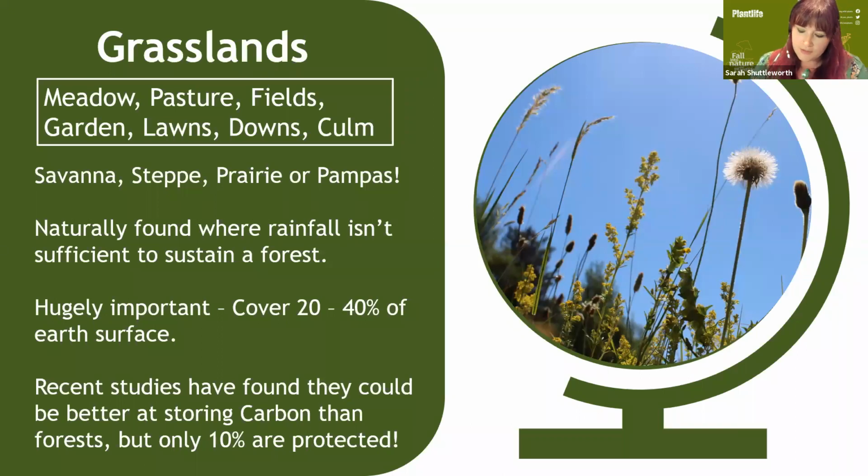So in particular, for example, if we think about one particular habitat type that usually has all three of these groups, grasslands, they can be really, really important and sometimes a little bit not noticed as to how important they can be. We might refer to them maybe as meadows or pastures or just the fields out the back. Maybe it's our own gardens and lawns. Maybe it's the downs, or maybe if you're based in Cornwall, you're referring to them as the culm grasslands.